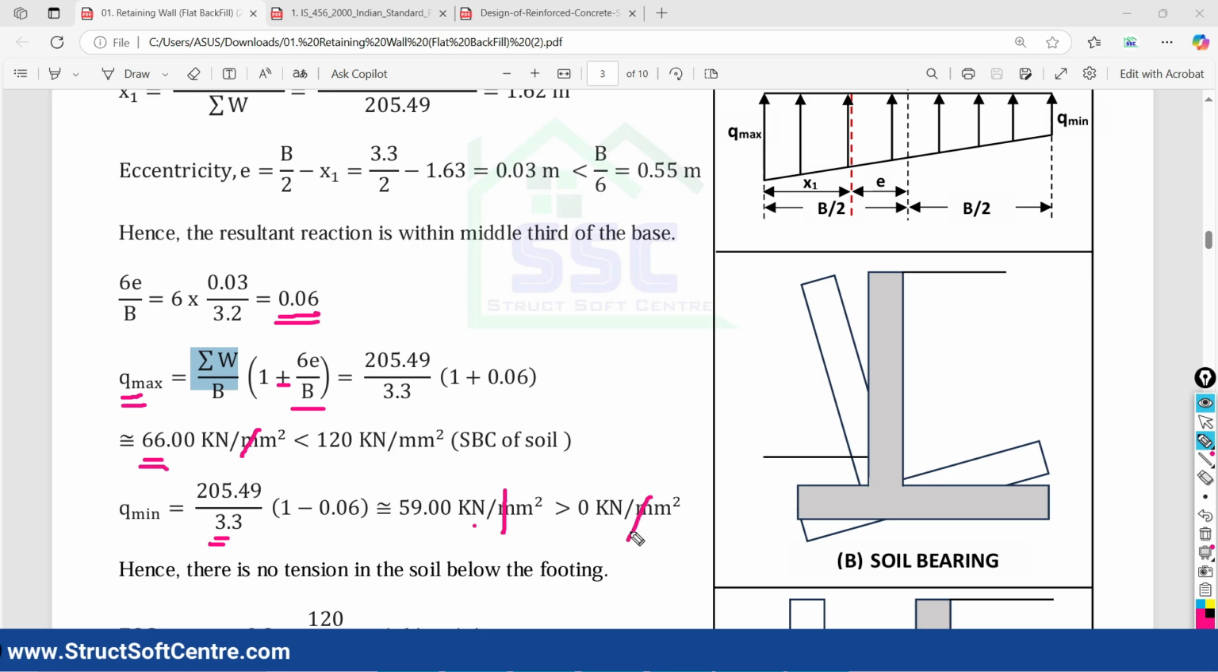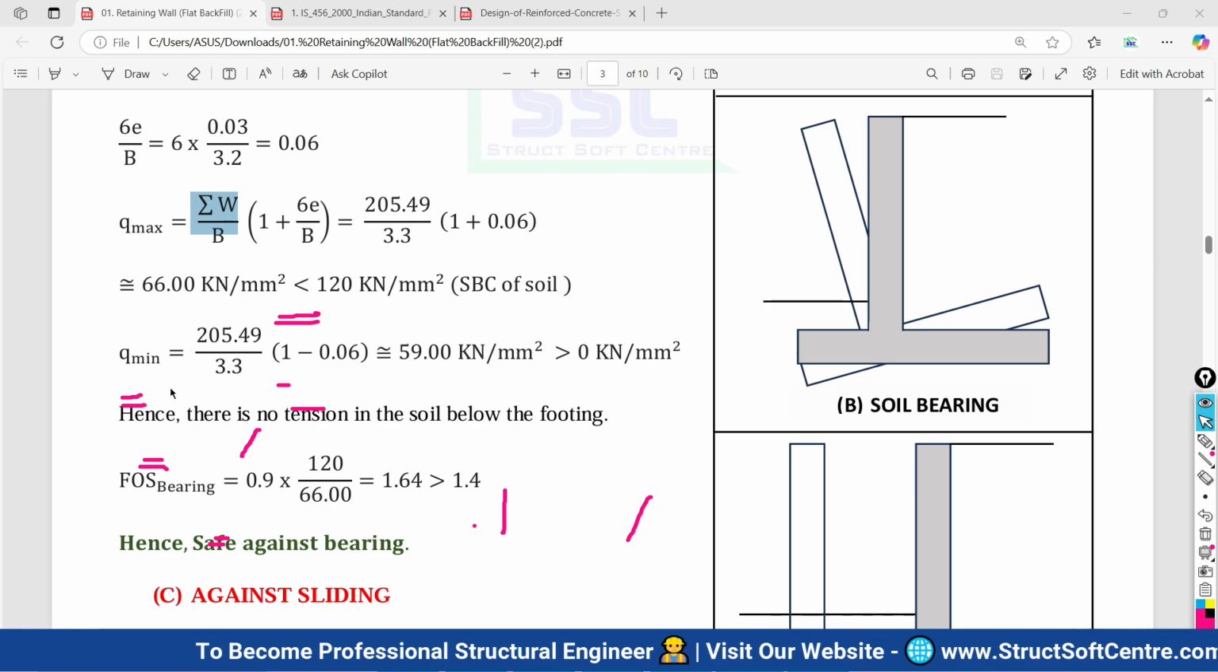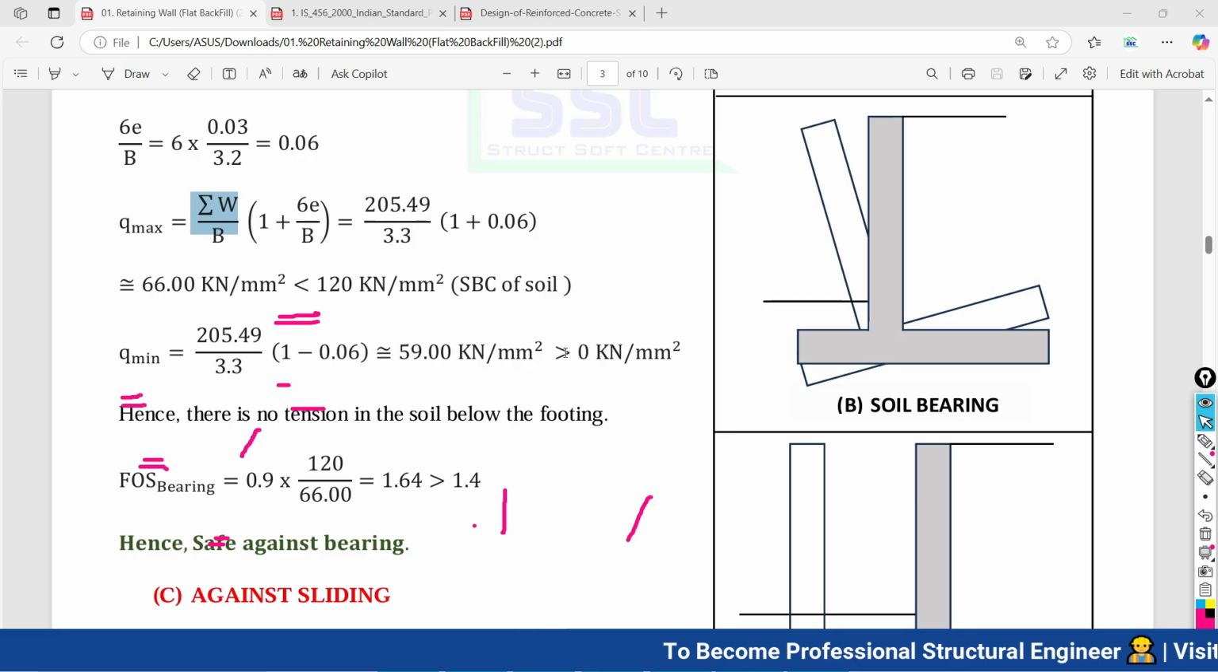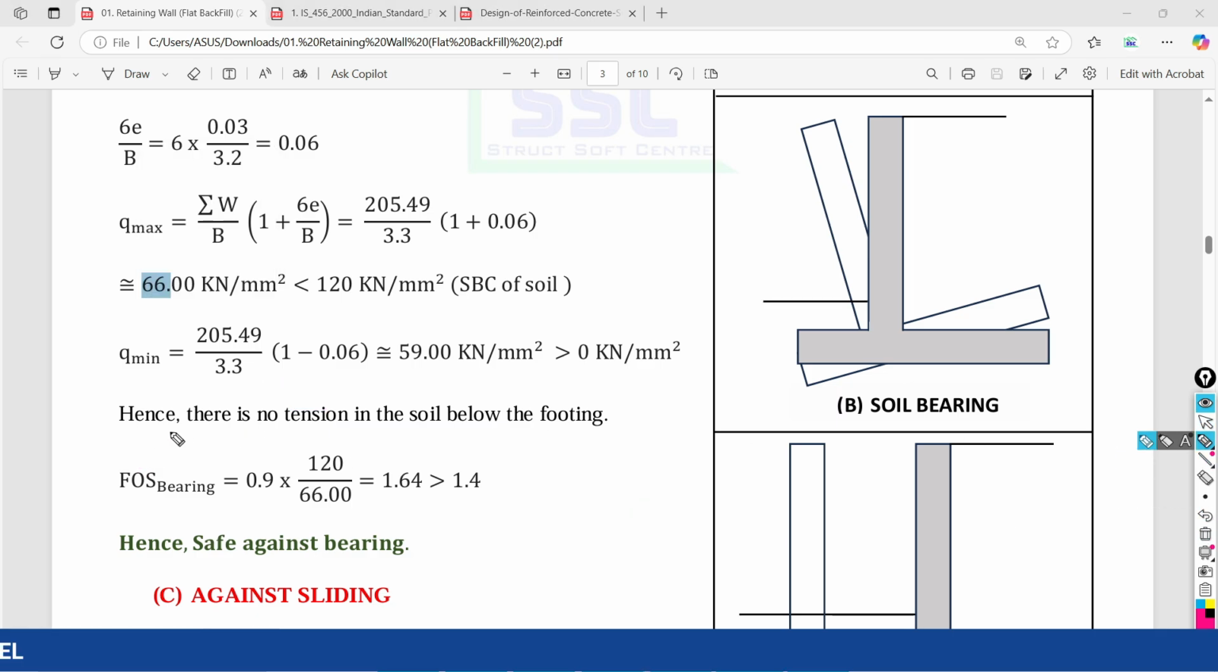So I will correct it in the final file. So it is what? Kilonewton per meter square. So the maximum value is 66 and the minimum value is 59. The minimum value is more than 0, that is safe, and the maximum value is less than 120, that is also safe. So finally, hence we can say that there is no tension in the soil below the footing.